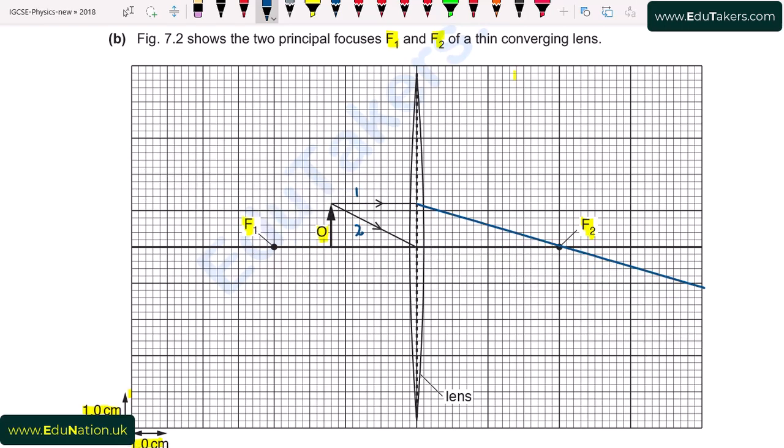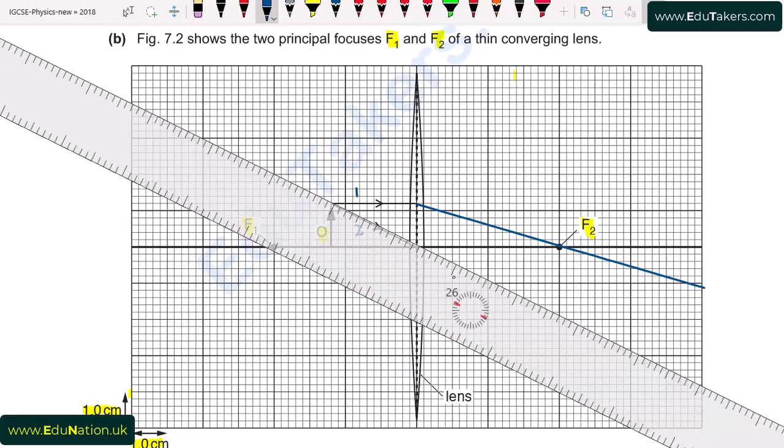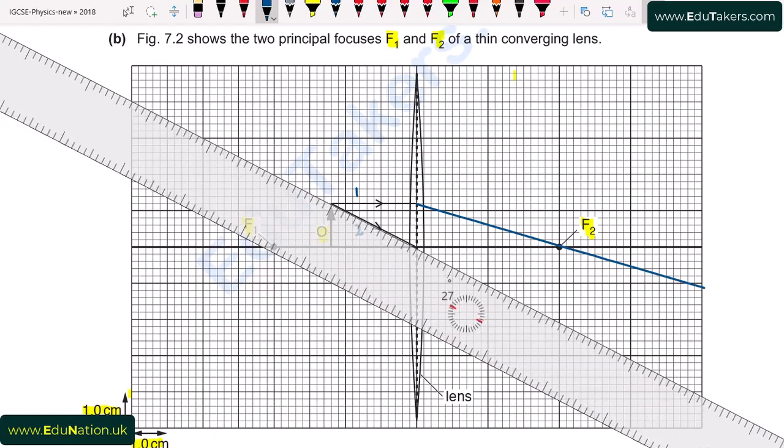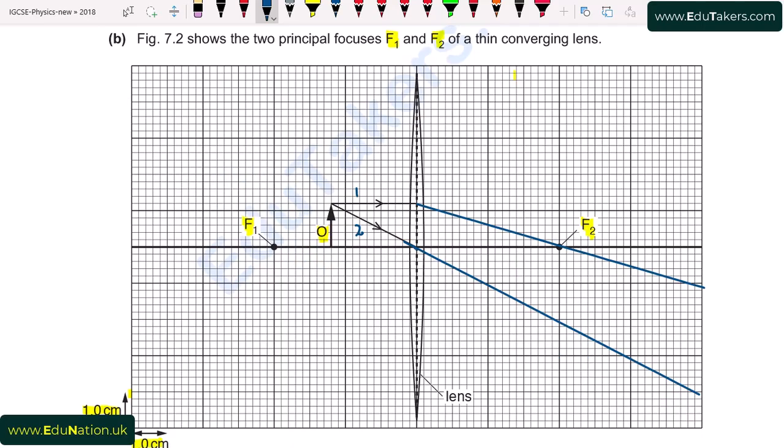Now we can see there is also a second ray that is passing through the center of this lens, and it goes undeviated. It passes straight forward. So I also draw its path. So this is the path of the second ray. Now we can see that both of these rays do not meet at a single point. So these are the two rays that we extend at least 5 cm distance.